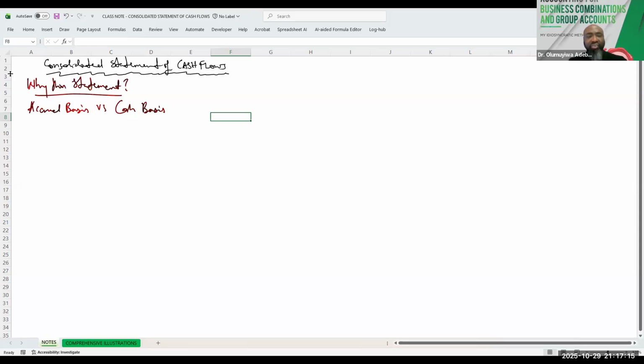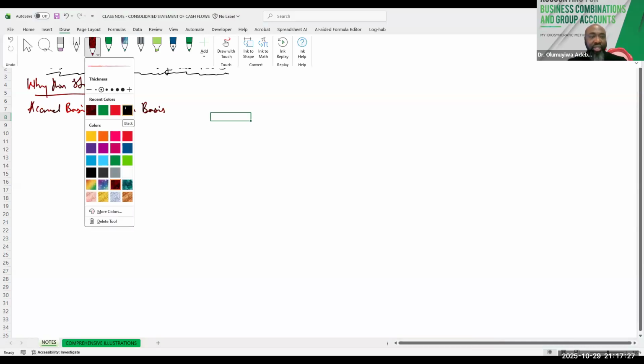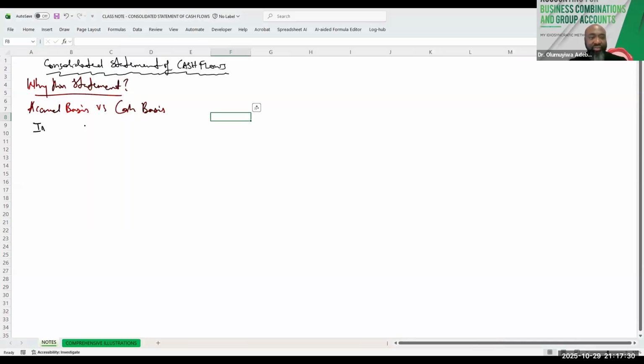Okay? Therefore, the next question we now need to center upon is to say, okay, in line with IAS 7, what are the activities that give rise to cash flows? Now, cash flows from 3 different activities.